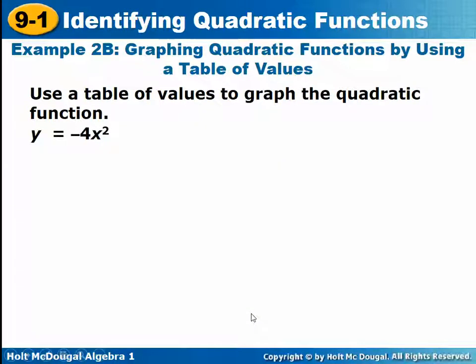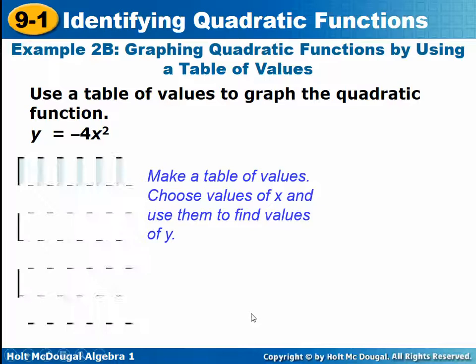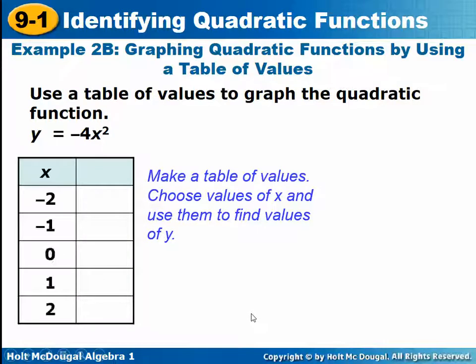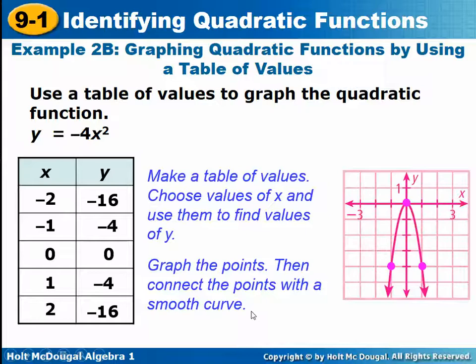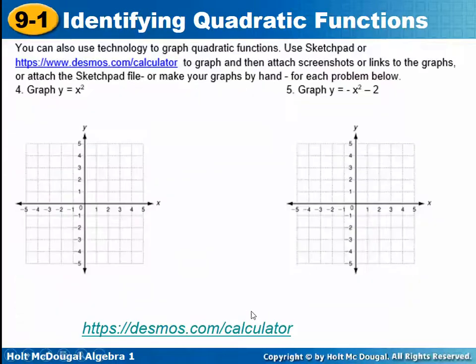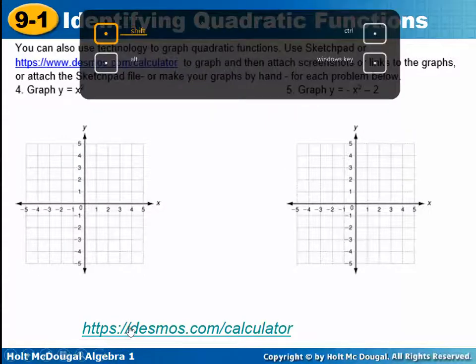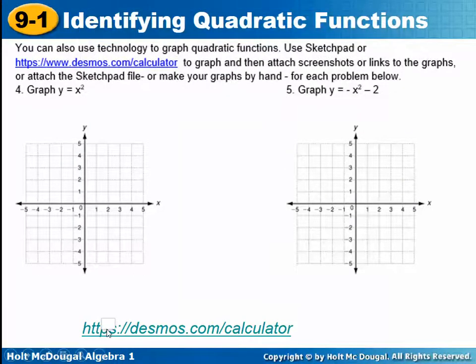Here's another example. I'm just going to go through this one quickly. You can come back and look at it on your own if you want. What I want to show you is how to make these graphs on a graphing calculator, an online graphing calculator. The first one that we're going to do is y equals x squared. That one would not be hard to graph using a table, so you can graph that by hand if you want. And the second one is y equals negative x squared minus 2.